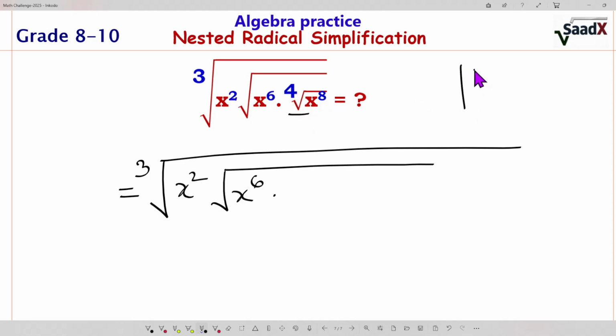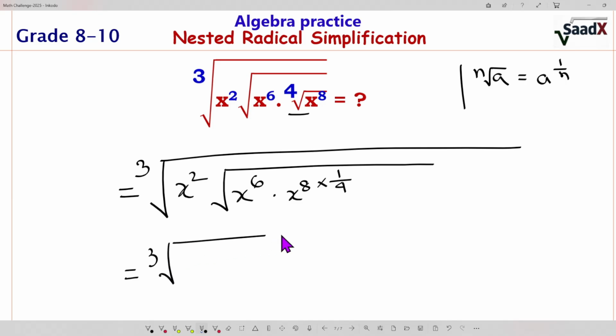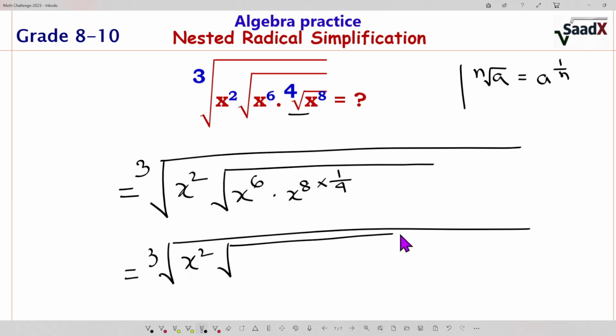We know the nth root of a means a to the power 1 by n. So here is x to the power 8 times this fourth root, we can write 1 by 4, right? Then the cubic root of x squared, then the inner root x to the power 6 times 8 divided by 4, it will be 2. So we can write x to the power 2.